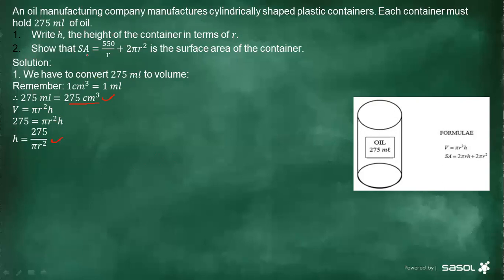The second question is about the surface area of the container. This is the surface area of the container. You write the formula, and from there you substitute the values that you are having. But remember, h we are going to substitute with 275 over pi r squared. This is what we did. From there you multiply and simplify, and of course we are going to get 550 over r plus 2 pi r squared. So this is the surface area we are looking for.